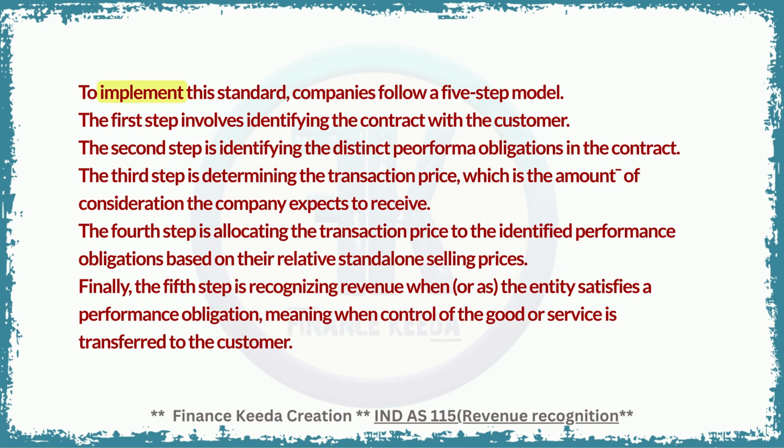To implement this standard, companies follow a five-step model. The first step involves identifying the contract with the customer. The second step is identifying the distinct performance obligations in the contract. The third step is determining the transaction price, which is the amount of consideration the company expects to receive. The fourth step is allocating the transaction price to the identified performance obligations based on their relative standalone selling prices. Finally, the fifth step is recognizing revenue when or as the entity satisfies a performance obligation, meaning when control of the good or service is transferred to the customer.